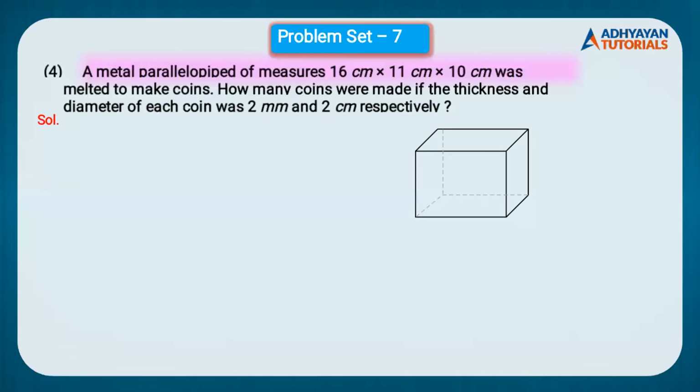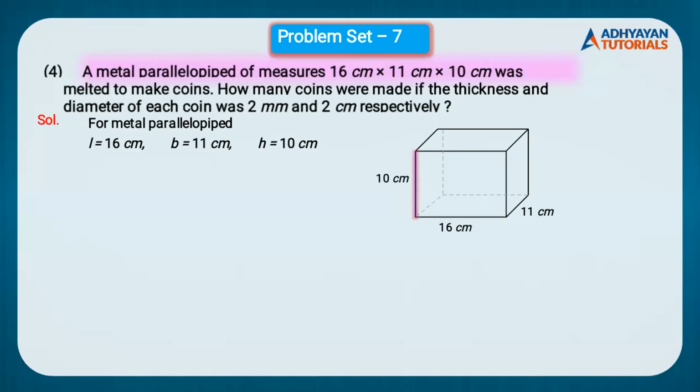So here students, as we discussed today at the start of the lecture also, whenever the dimensions are given in this form, the first part is always the length. So length is given as 16 centimeters, so we'll highlight length. Breadth is given as 11 centimeters, so we'll highlight 11. And height is given as 10 centimeters, so we'll highlight the height as well. So length, breadth and height are all given in this sum.